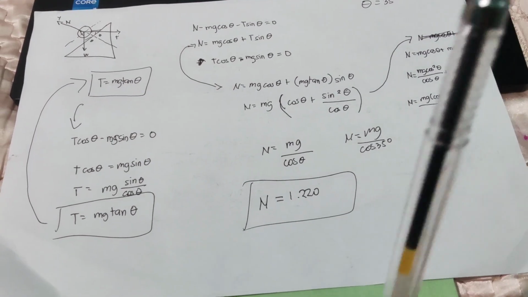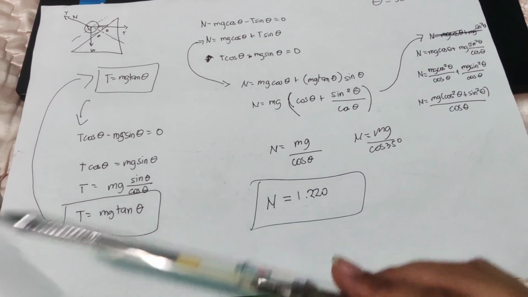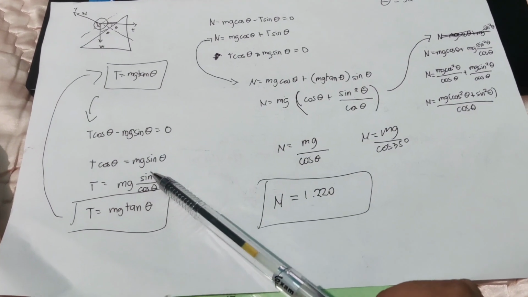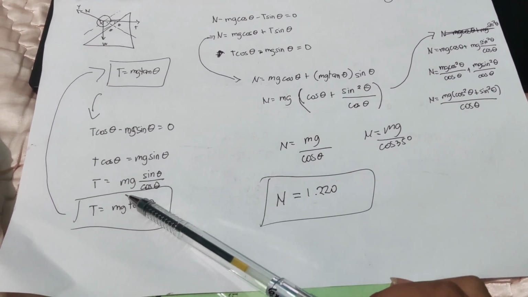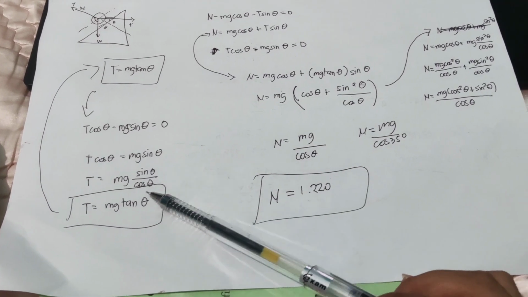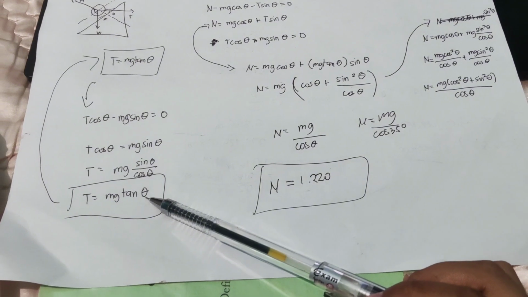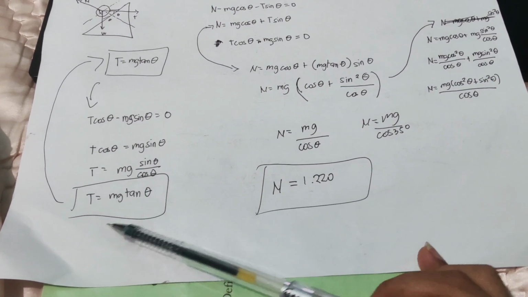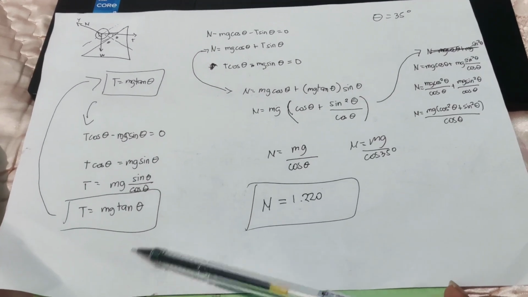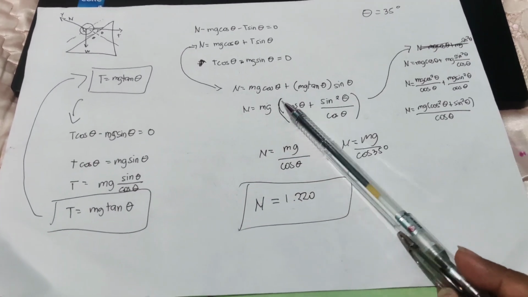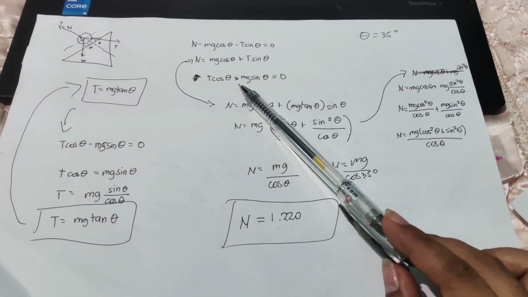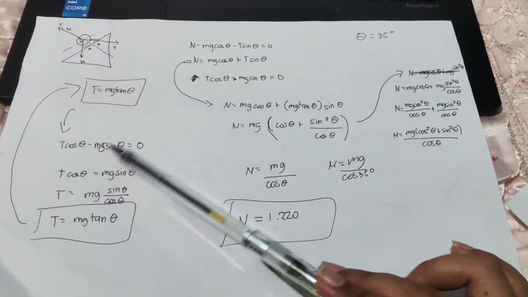So to solve for T, T cos theta is equal to weight sine theta. So T is equal to weight sine theta over cos theta. We all know that sine theta over cos theta is tan theta. So that's why our T is equal to weight tan theta. So let's plug this tension into our equation. This is our equation, and we already have the T.